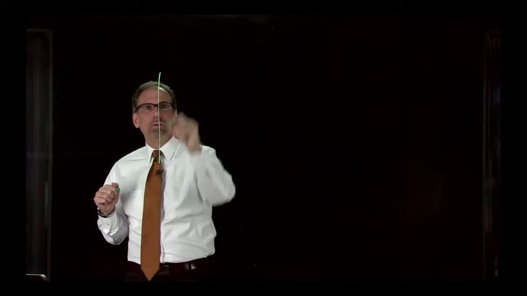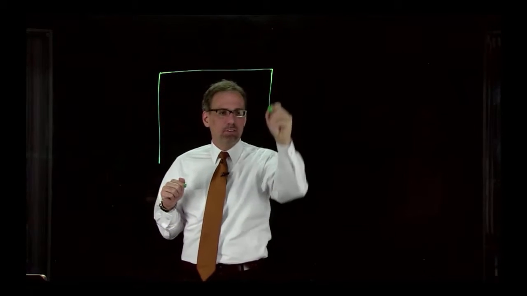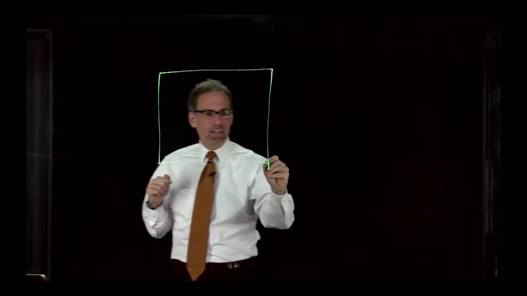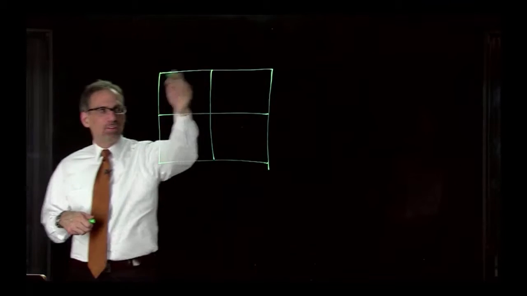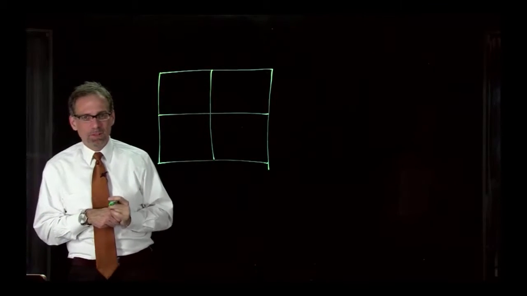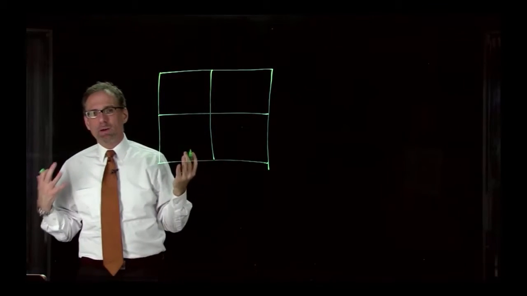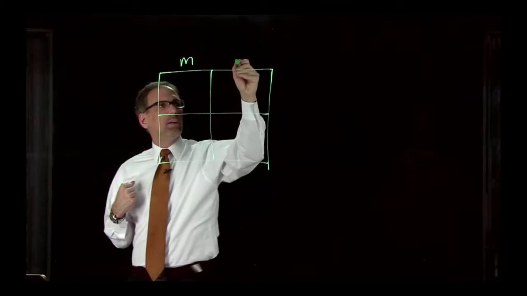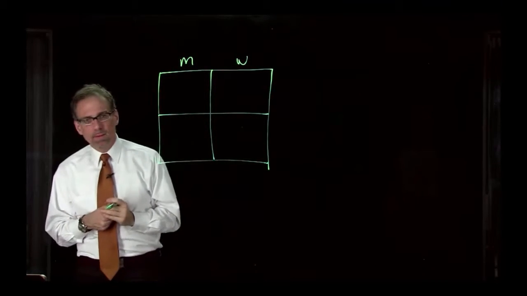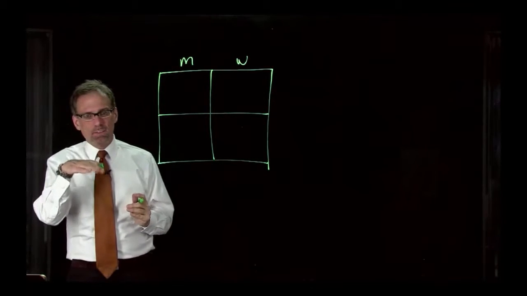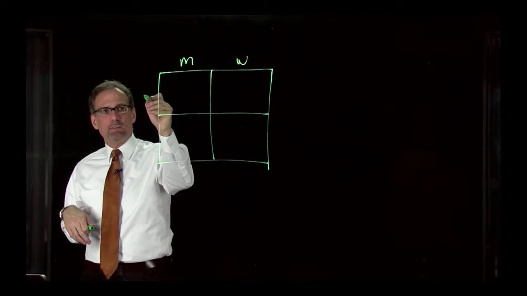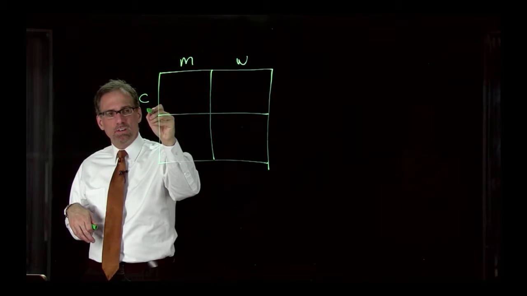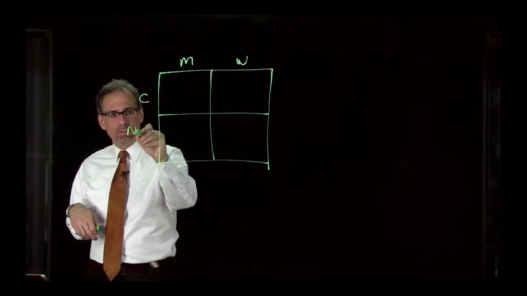a 2x2 table. We love 2x2 tables. They're nice and simple, and they help us understand things very easily. I'm going to have 4 cells, 2 by 2. That's my 2x2. And the 2 things are my variables. So up here I'm going to have all my men, and here I'm going to have all my women. And then over here on this side I'm going to have whether they cheated or not, my other variable. So cheaters or not cheaters.